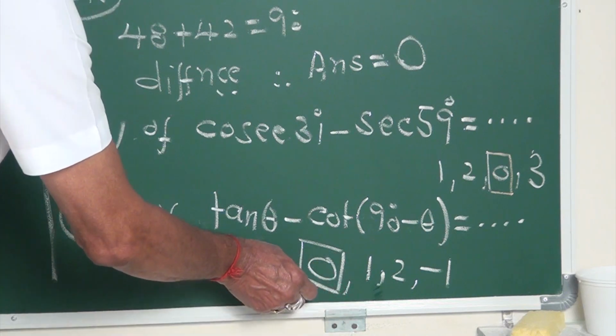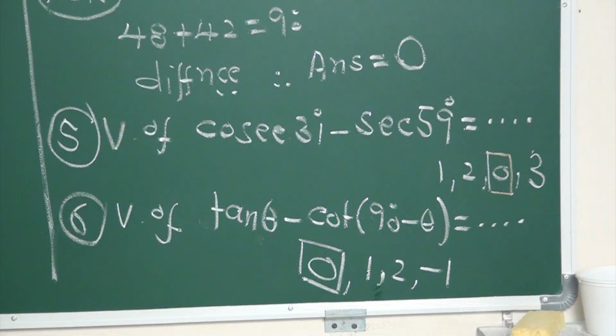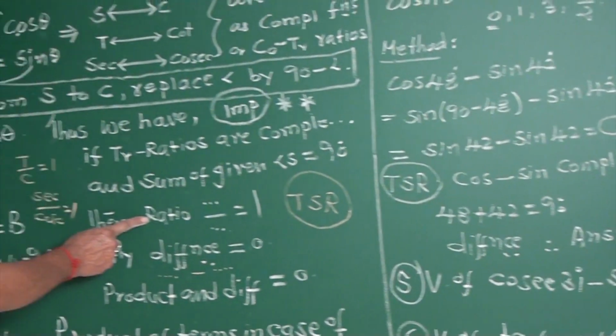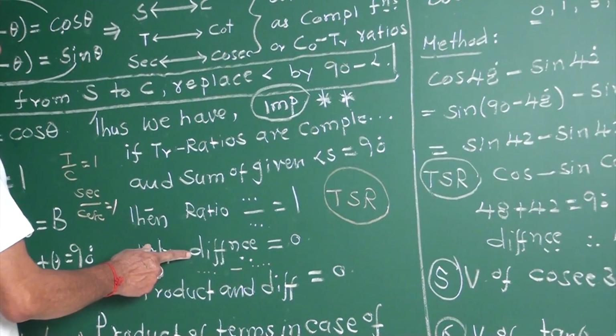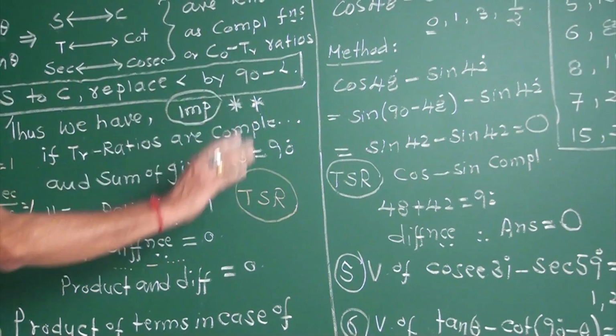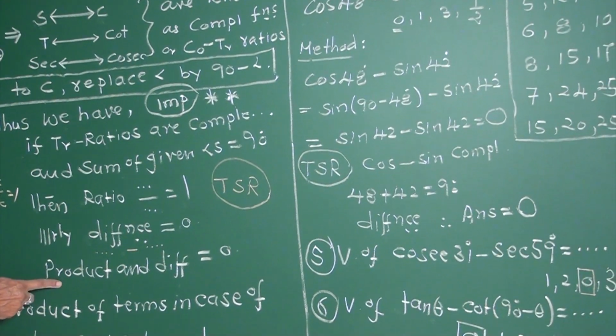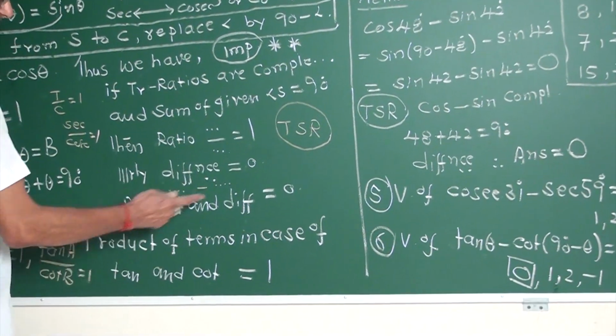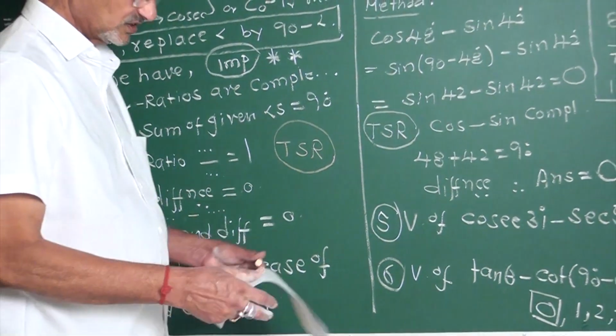You have to enclose the circle in OMR. I hope that's clear, my friends. So, in case the ratio is 1, if you see, directly write it. In case the difference is 0, like these examples, my friends, directly mark it 0. One more is there, product with difference. We have to see. I consider one more example.